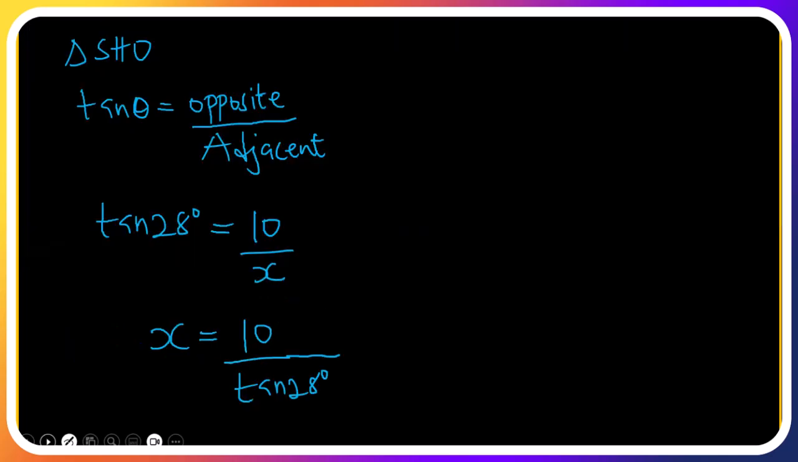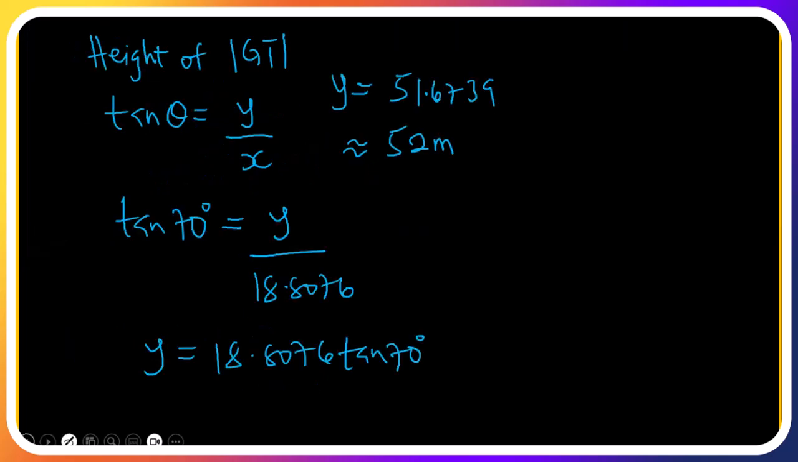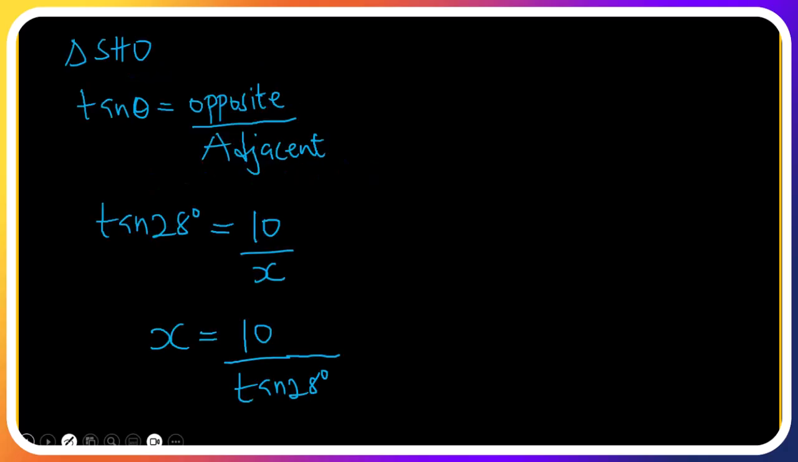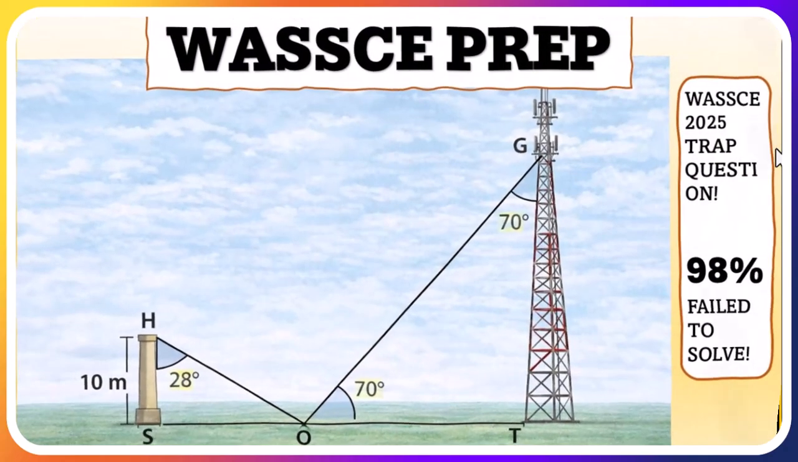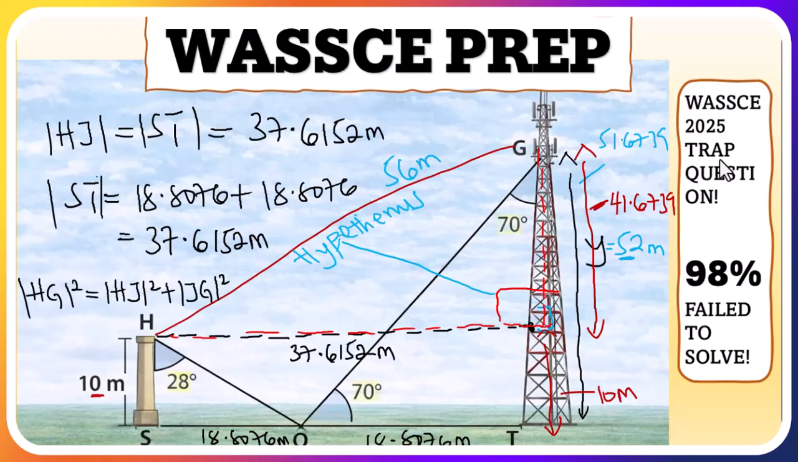Now the last mistake is how to calculate the height of the mast GT. Starting with the trig ratio, finding the height of the mast was also a predicament to most of the students, and that transmuted to the failure in the exams.